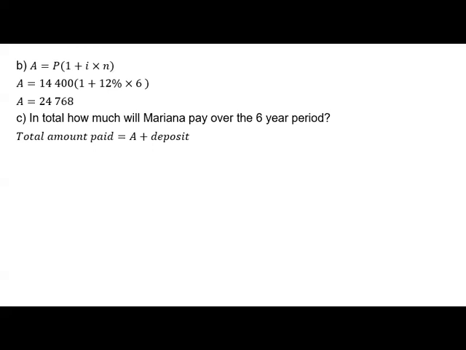A is 24,768. The deposit was 1,600. Basically, after 6 years, Mariana will have paid 26,368. A lot of people just assume that Mariana will have paid 24,768. They forgot that Mariana, at the beginning of this agreement, already paid 1,600. Yes, after 6 years, Mariana will have paid 24,768, but plus the initial deposit that was paid.